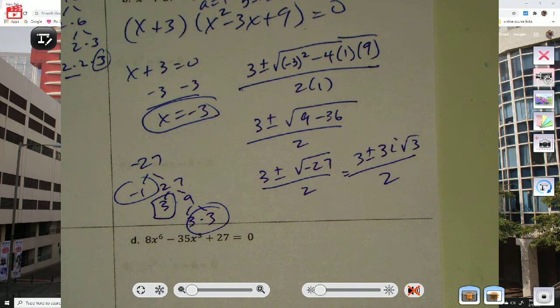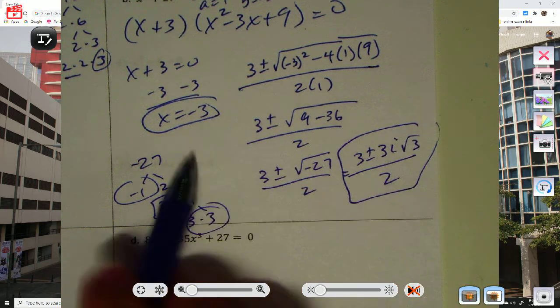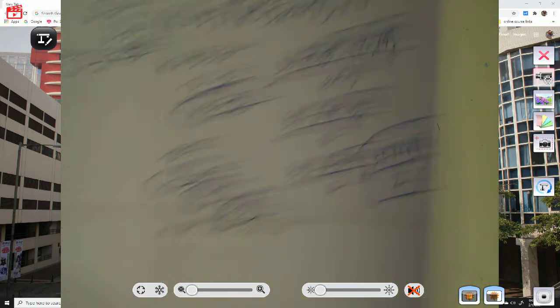Okay, that's it. That's B. So, this is 2 answers, right? The plus or minus makes it 2 answers, and I have the 1 answer over here. So, that takes a total of 3 answers. Let's go on to C.